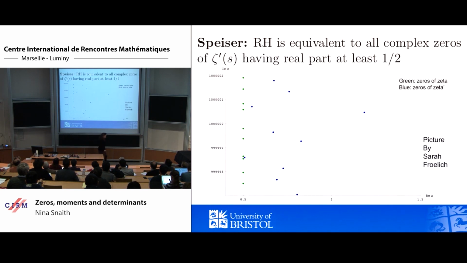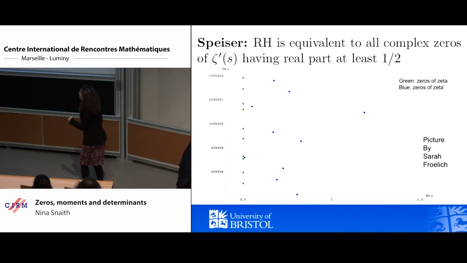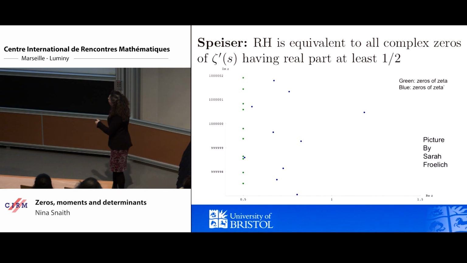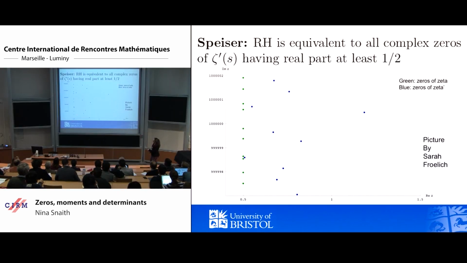Of the zeros of the zeta function and its derivative. So the green zeros here, this is the complex plane, a piece of it. There's a half, the line where the real part equals a half. These green dots are a sum of the zeros of the zeta function, high up on the critical line where the zeros lie. And these blue dots are the zeros of the derivative of zeta.